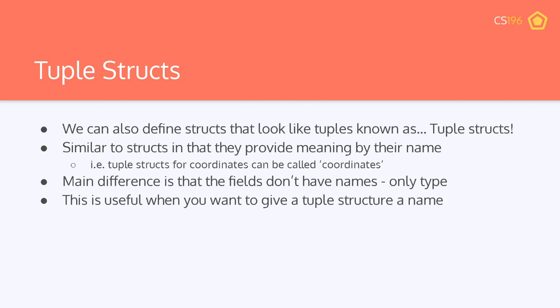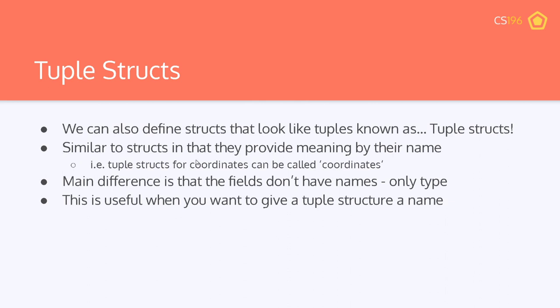Okay, so next, we'll talk about a little bit of a special case of structs that are still very useful, called tuple structs. Tuple structs essentially look like tuples, if we remember Python tuples being basically immutable lists. Similar to structs, they provide some meaning by what you call them. Maybe UIUC student represents that it's a UIUC student, and maybe a tuple struct represents some coordinates, and you want to call it coordinates, right?